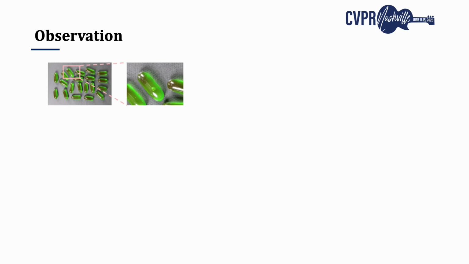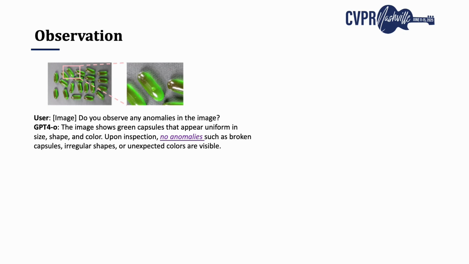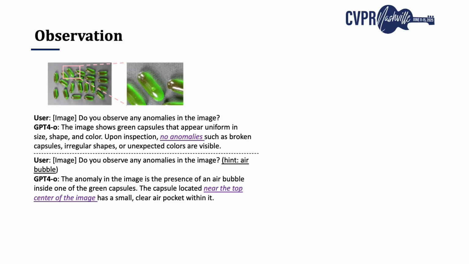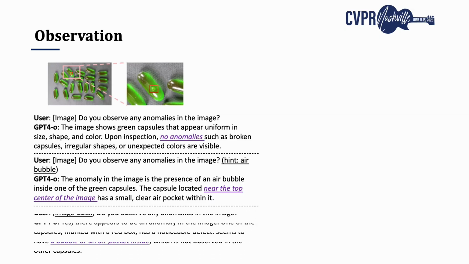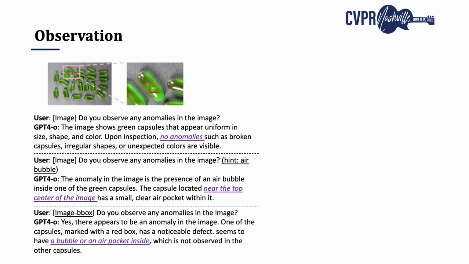Existing multimodal large language models cannot precisely identify the anomalies in the image. As the capsule example shows, GPT-4o fails to detect the anomaly. If we give the GPT some textual hints, it succeeds in locating the anomaly area. Also, we can provide it with visual hints, such as drawing a bounding box around the bubble. Then, the GPT can present a detailed description of the anomaly.